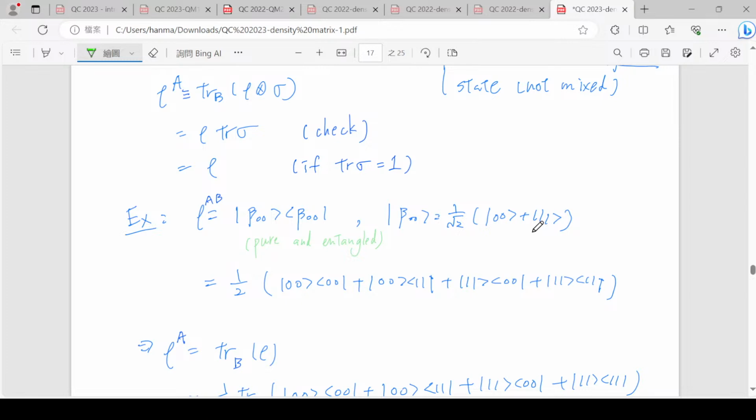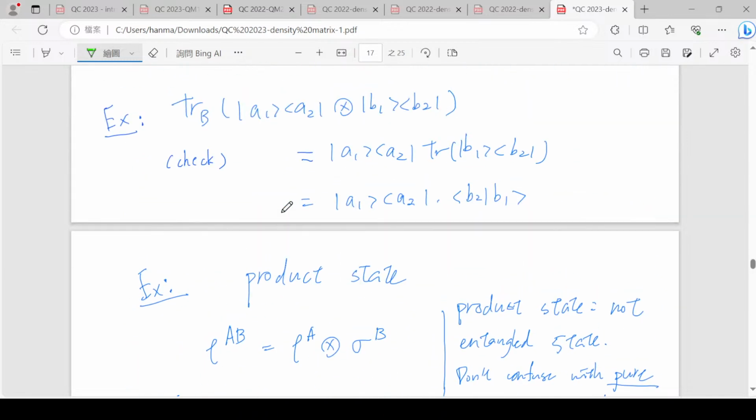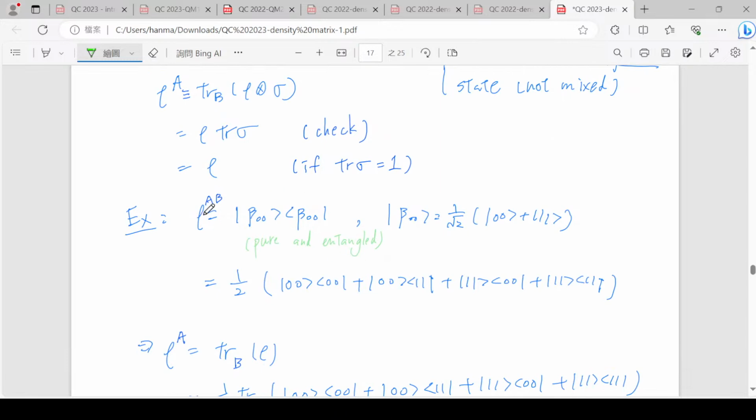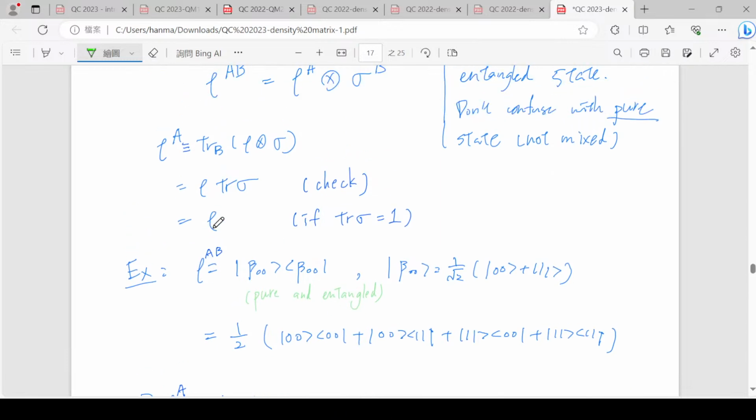Let's go to an entangled state between the A part and the B part, an entangled pure state between AB, and it's our favorite entangled state, the maximally entangled state.